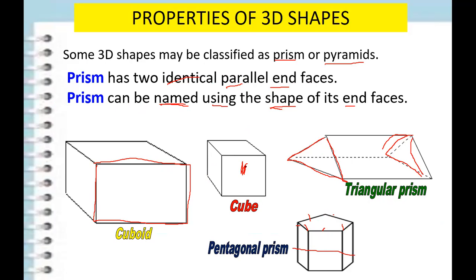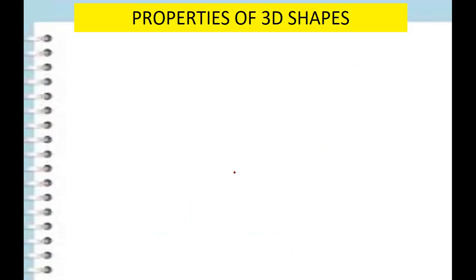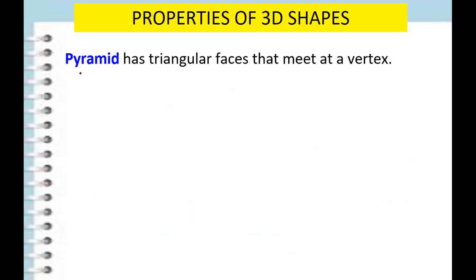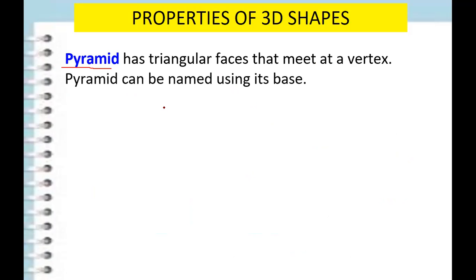So these are prisms. Otherwise, they are not called prism. Now let's move on. Do you understand what prisms are now? Okay. Now another one is pyramid. A pyramid has triangular faces that meet at a vertex. Let's see the example. Only the faces are triangles, and there is only one vertex where they will meet. All these triangles will meet.